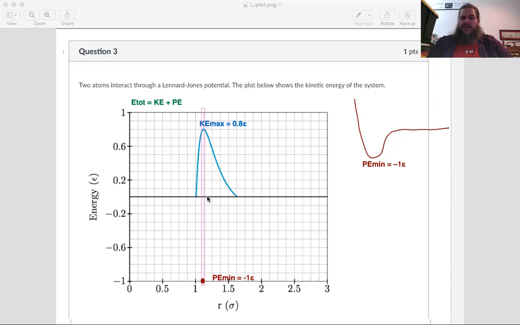And the maximum kinetic energy and minimum potential energy should occur at the same location, because when kinetic energy reaches its highest, that's because potential energy has lost as much as it can. And if we fill those into the E total equation here, E total is the kinetic energy at any location plus the potential energy at the same location. If we add those up, what do we get? Yeah, so that's the total energy. Total energy is -0.2 epsilon.